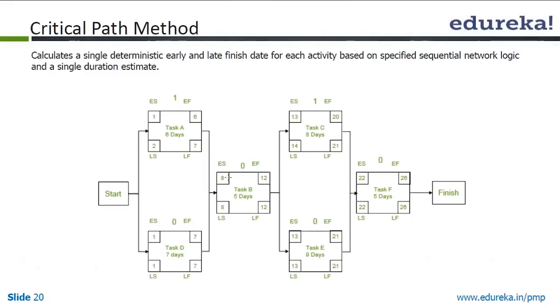From this, we can also find out the critical path, which is your D, B, E, F, because all the activities which have zero float are actually part of the critical path. So is this clear now?